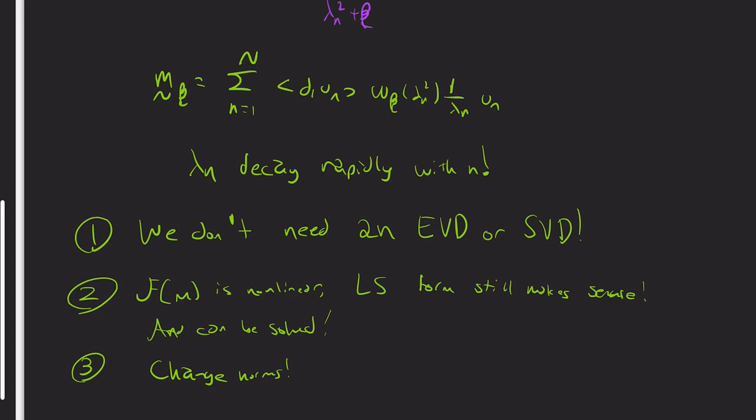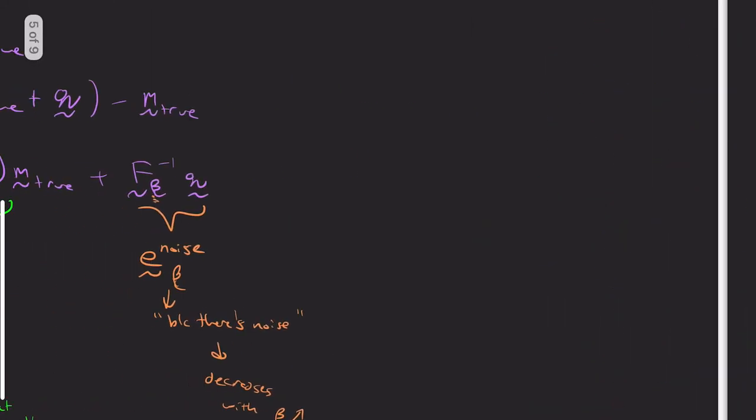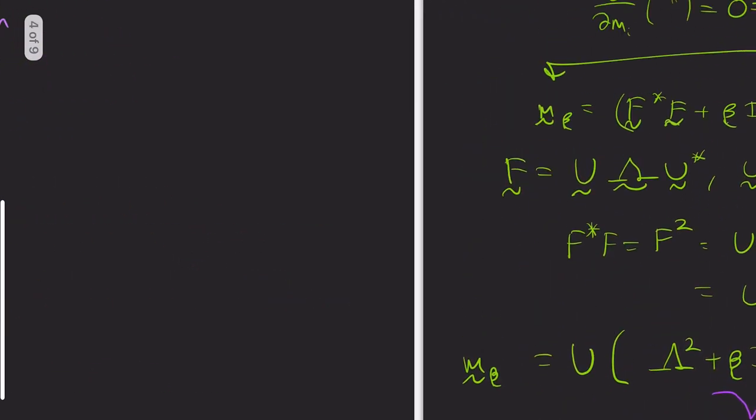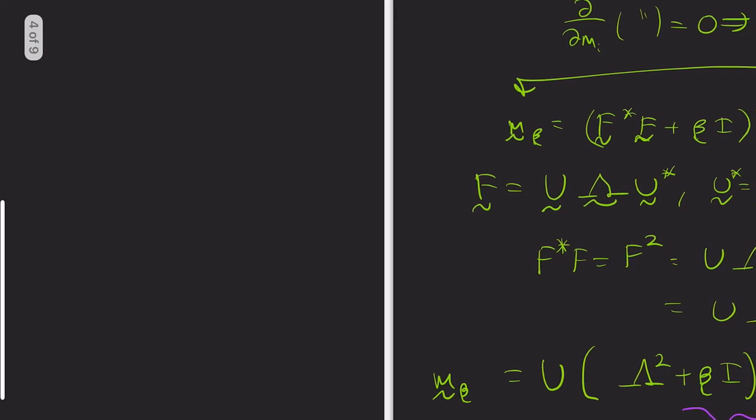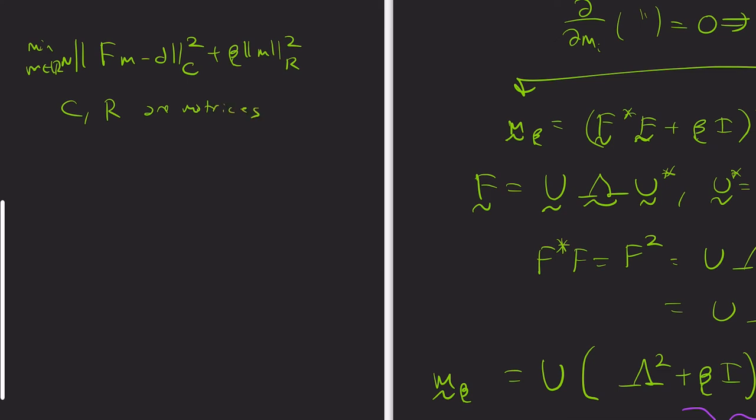we can change norms to add info. Okay, we'll go over here. So what I mean by that is, I can take instead this problem: min over m of the C norm of (f of m minus d) plus beta times the R norm of m, squared, where C and R are matrices, and the C norm is the 2 norm of C times x, and the R norm is the 2 norm of R times x.